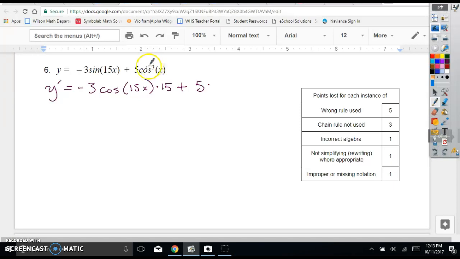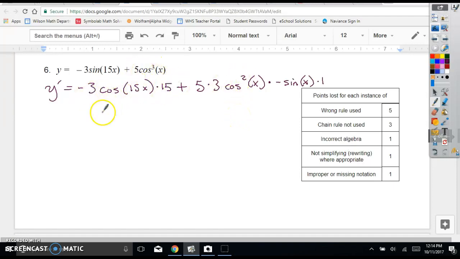So I'm going to take the derivative of this 3 first. So this will be 3 cosine squared of x times, what's the derivative of cosine? Negative sine of x. And derivative of x is 1. So that would be the chain rule twice. Don't forget this exponent goes out, that's what you do first.